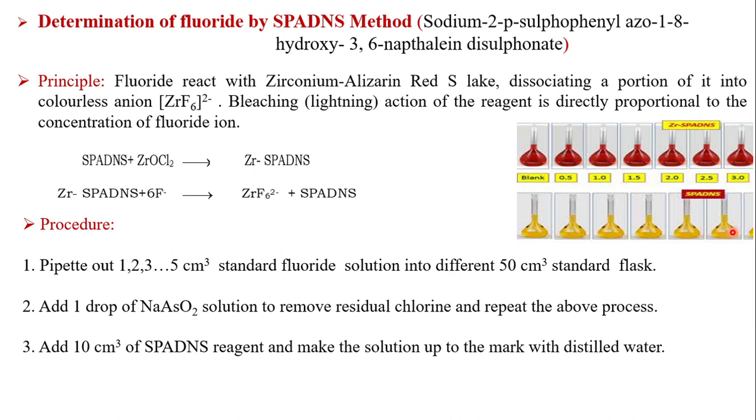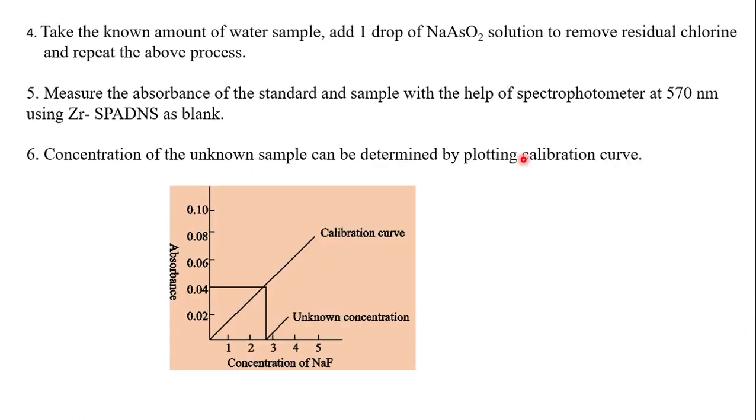10 ml of the sample, to that one drop of sodium arsenate, followed by 10 ml of acidified Zr-SPADNS reagent. When you add like that, again the bleaching will happen here, proportionate to how much fluoride is present. For this also, using this as a blank, we can measure the absorbance. From the calibration curve, we will come to know the concentration of the fluoride ion present.